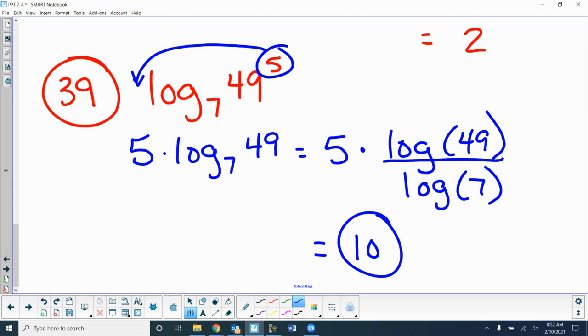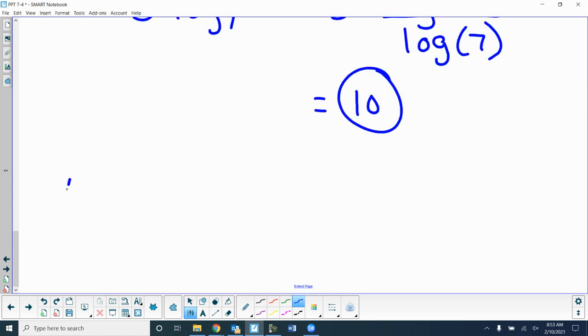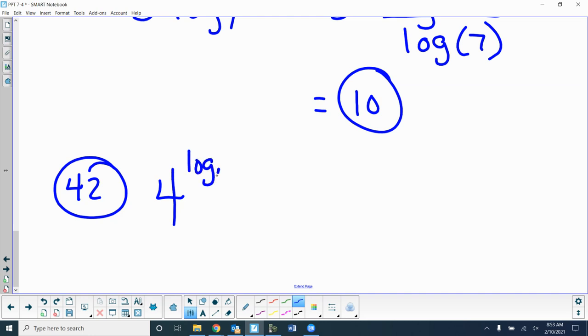All right, that was 39. 42 is 4 to the log base 4 of 12. So in the exponent, it's got the logarithm. This is one of the easiest problems we'll ever have. What's the answer? 12, yeah. If these two numbers here match, then they cancel each other out. Whatever comes after that log there is the answer.